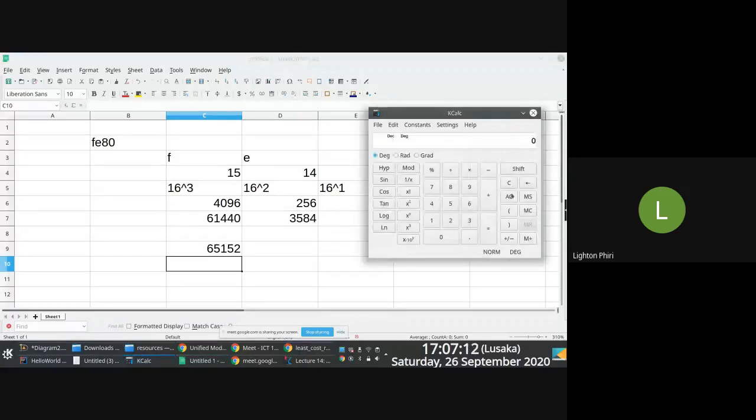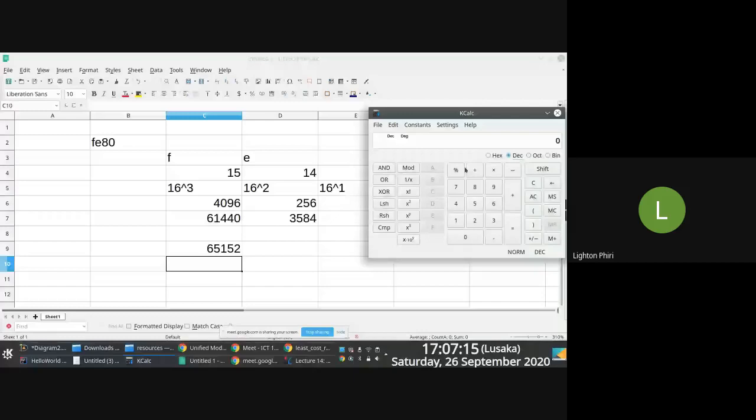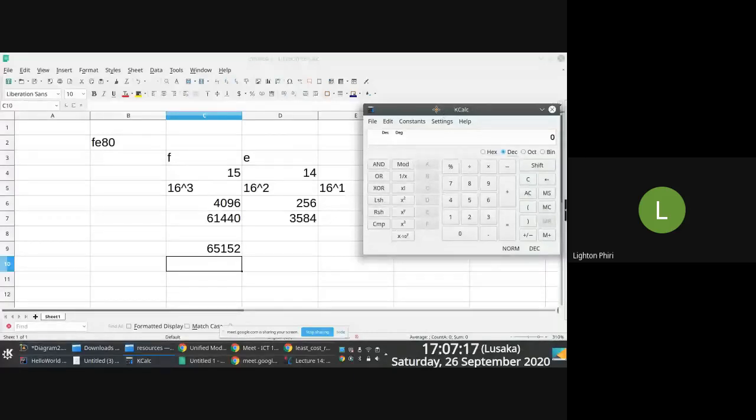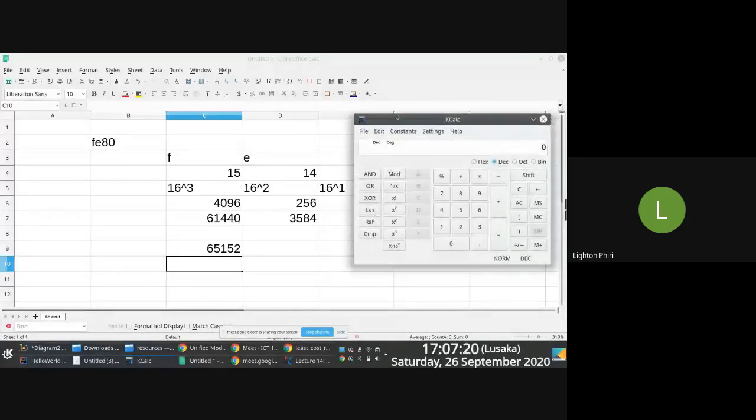We can use our calculator to verify. By the way, you're allowed to use calculators in the exam. So if ever there is a question on conversion of number systems, it's probably the easiest question, because you can compute the answer and then you work backwards. So what we were saying is that FE80 should be equal to 65,152 base 10, right? That's the thing, right?